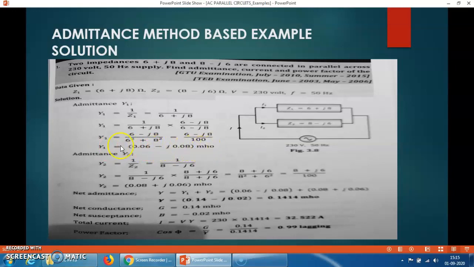Mho is the unit of the admittance, as it is the reciprocal of the impedance. What is the unit of impedance? It is ohm, so 1 over ohm gives us mho. And the new unit is the siemens.